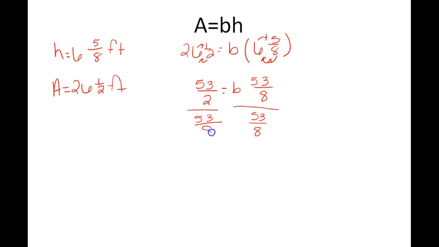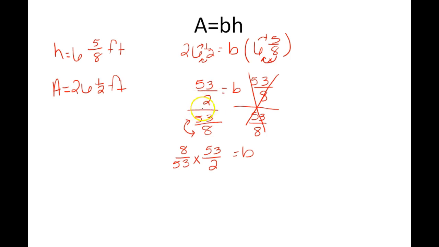And yes, we're working with fractions, but fractions are easy to get rid of once you gain that confidence. So, of course, they cancel. So you have B left behind, but you are dividing fractions. And when you divide fractions, all you have to do is multiply by the reciprocal. Don't forget, the reciprocal is just pretty much flipping that fraction. So the reciprocal of 53 over 8 is 8 over 53. So you're going to have to multiply 53 over 2 times the reciprocal of 53 over 8, which is going to be 8 over 53.